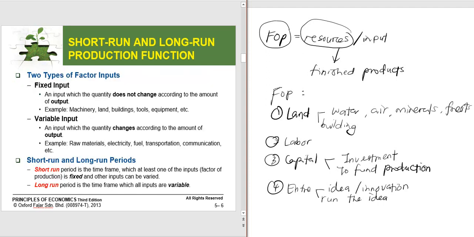Okay, so now we are going to divide our production into 2. The first one is in the short run, which is a short period of time, and then the long run. So what are the differences between short run and long run? The main one is in terms of the input that is going to be used in the production in the short run as well as in the long run. So now we are going to look at the input first. Okay, so we have here fixed input and also variable input.